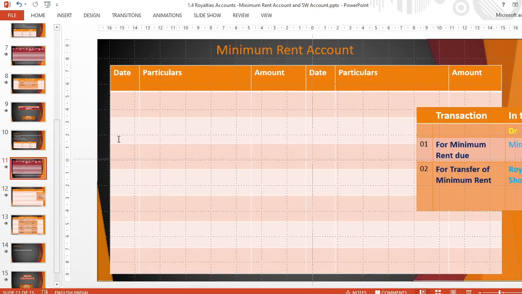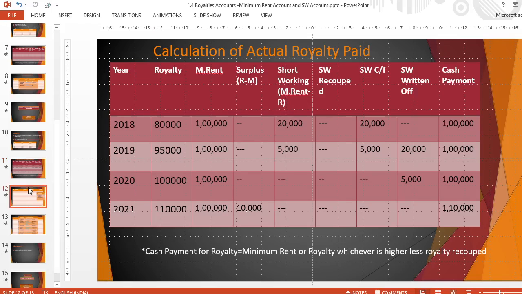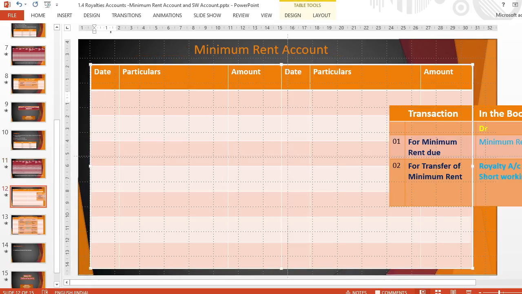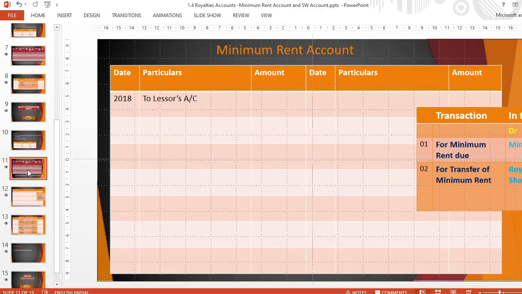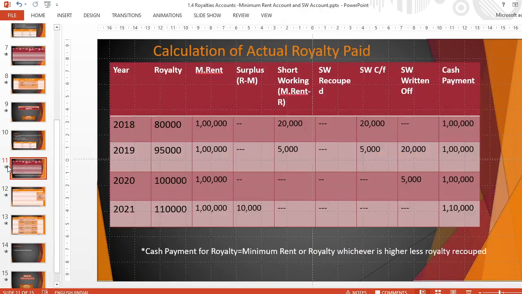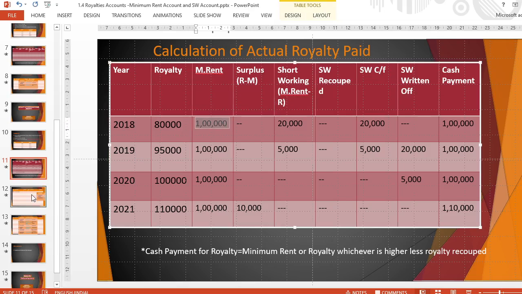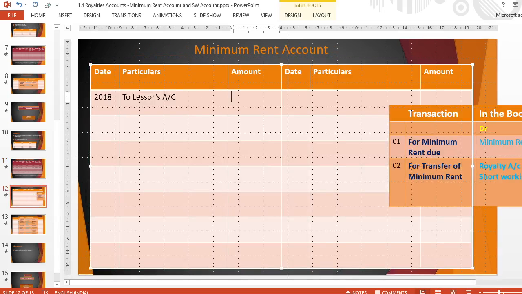In the first year, 2018, the first one: minimum rent account debits to lessor's account. So minimum rent account, debit side, to lessor's account. Here I need to write the amount. Minimum rent is 1 lakh, so I'll write 1 lakh.